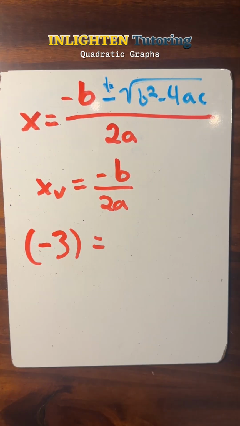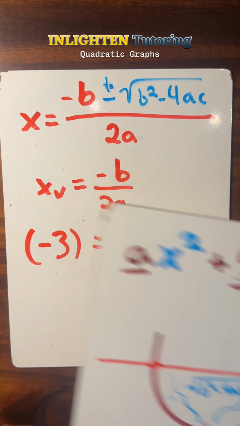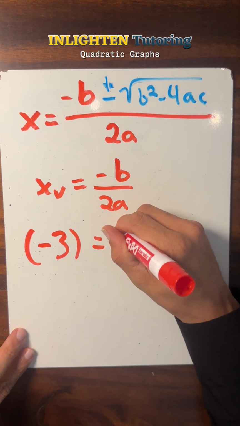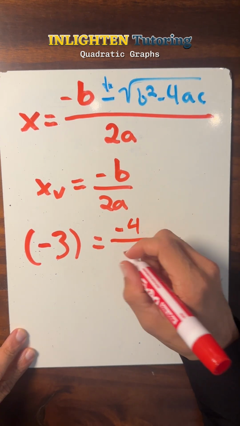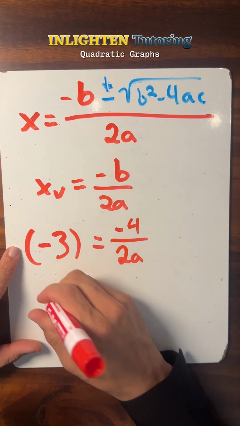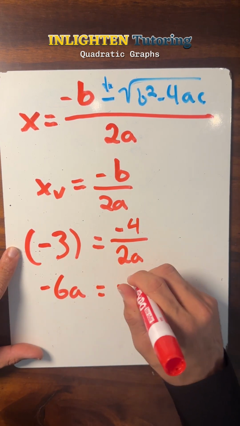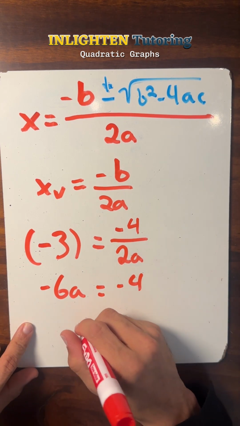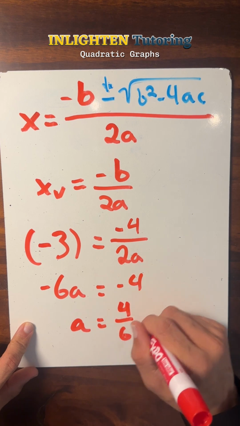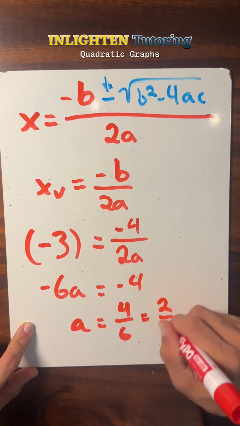We know it's going to equal our b term, which is 4. So opposite of b is going to be -4 over 2a. Now we can actually solve for a. We multiply 2a by both sides. That's going to give us -6a equals -4. Then we divide both sides by -6. So a equals 4 over 6, or equals 2 over 3.